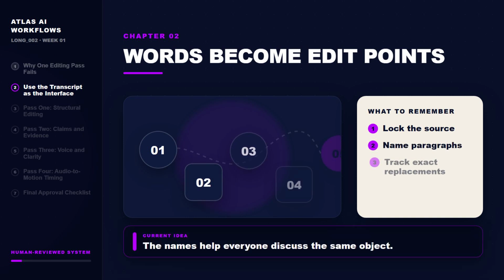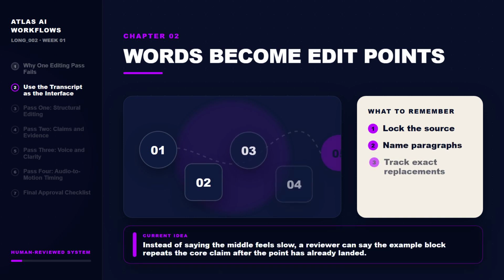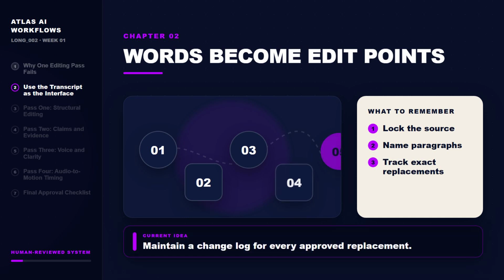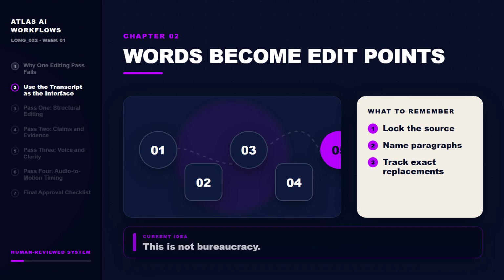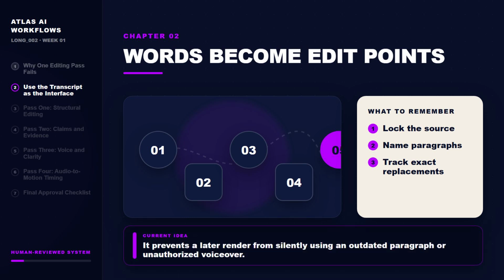The names help everyone discuss the same object. Instead of saying the middle feels slow, a reviewer can say the example block repeats the core claim after the point has already landed. Maintain a change log for every approved replacement. Record the old sentence, new sentence, reason, and source if the change affects a claim. This is not bureaucracy. It prevents a later render from silently using an outdated paragraph or unauthorized voiceover.